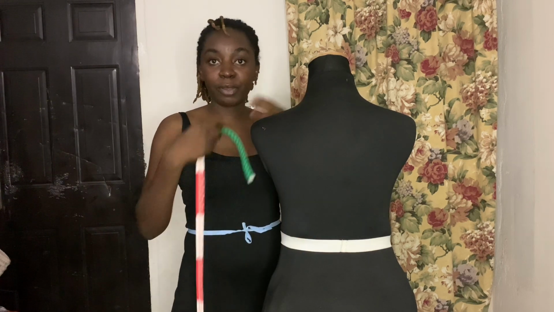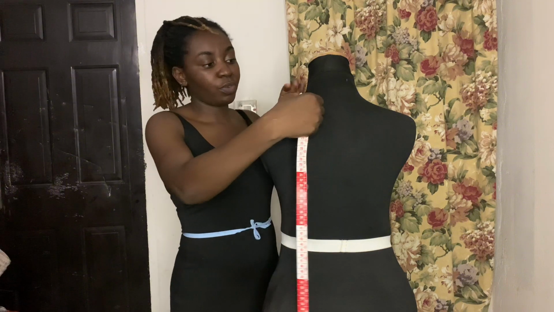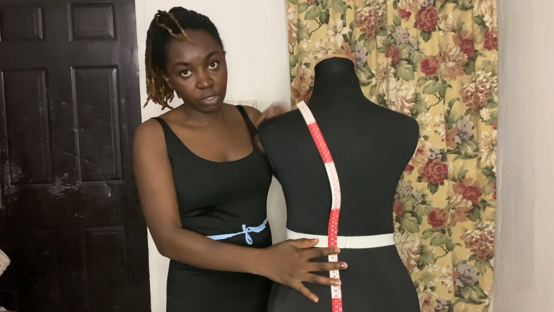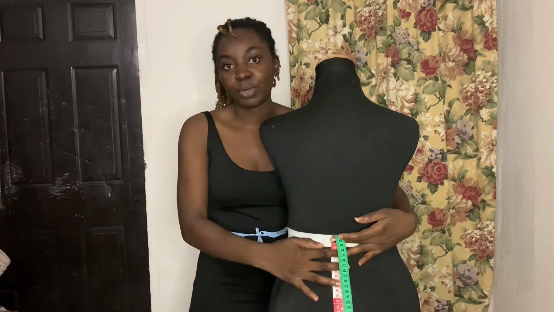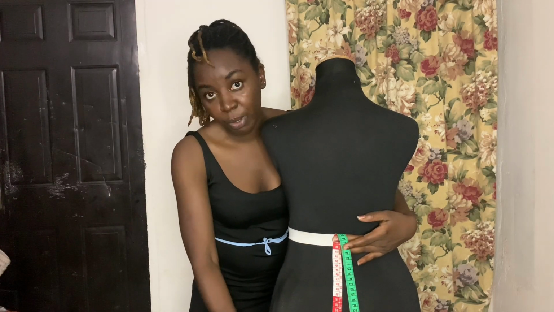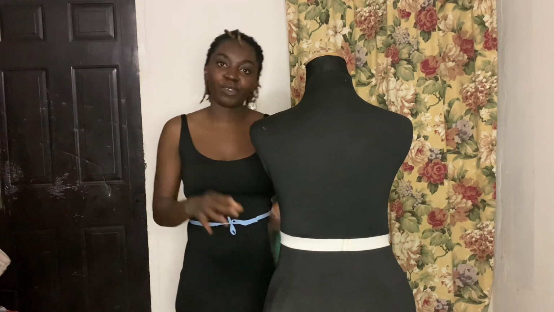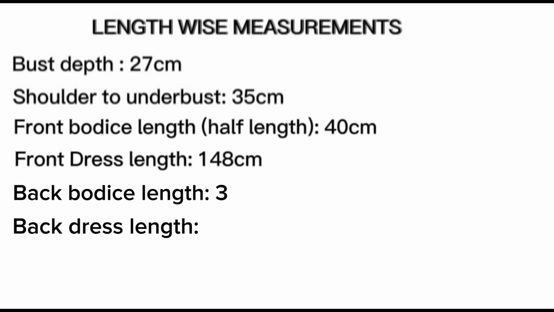Also our full back length, so from the shoulder neck point as well to the waist, and then this would follow the bum all the way down, just touching the floor, just kissing the floor. Then we have the side seam measurement.